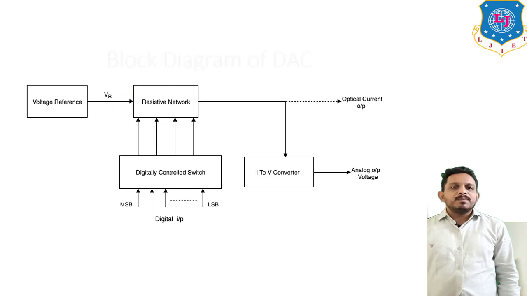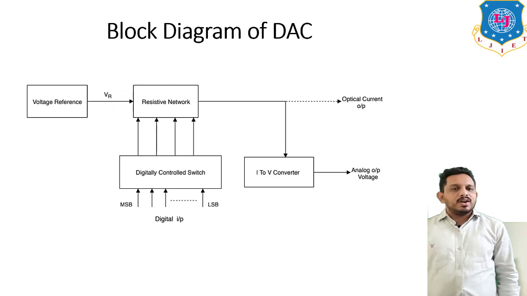Now let's see the block diagram of the digital to analog converter. This is the digital to analog converter. So the digital to analog converter has this type of block diagram. First of all, digital input is given to the digitally controlled switches. MSB and LSB, that means 0, 1, 0, 1, 1, 1, 0, 0. This type of input is given to this digitally controlled switch.